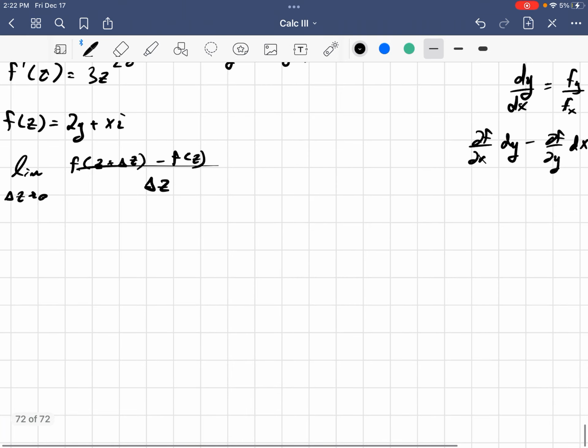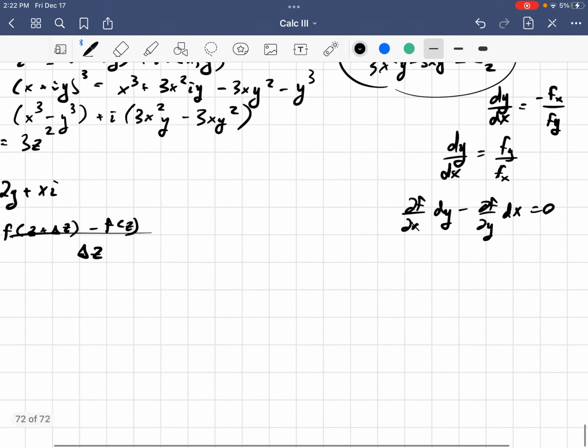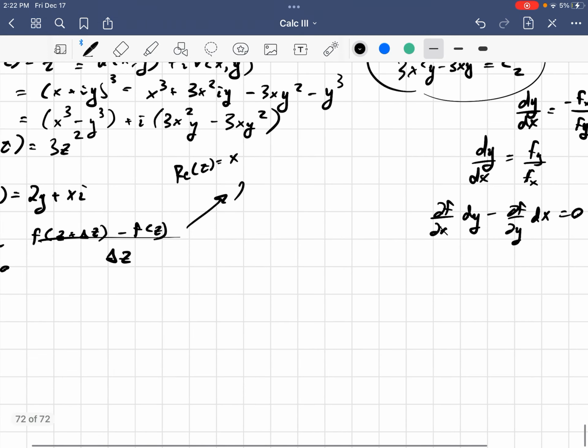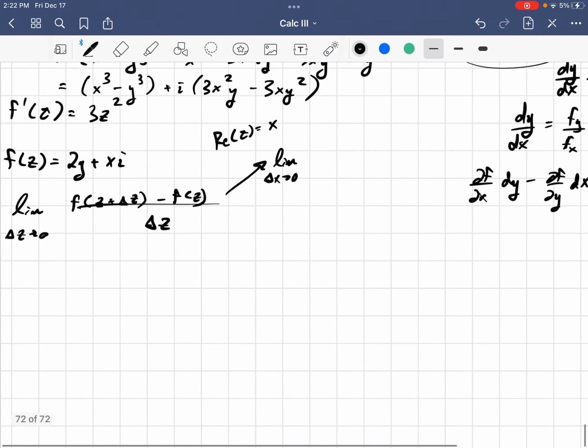And so let's do that, right? This is very much like showing in a standard Calc 3 class that if you've got a multivariable limit, it doesn't exist just by checking two separate paths. So let's check along the real part of z as our input space, which is just x. In that case, as delta x goes to 0, it's reduced to a 1D limit, and f of z plus delta z minus f of z would just become, well, maybe I'll expand it here first.